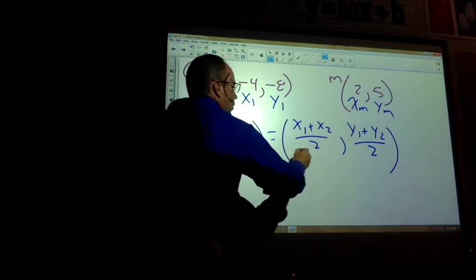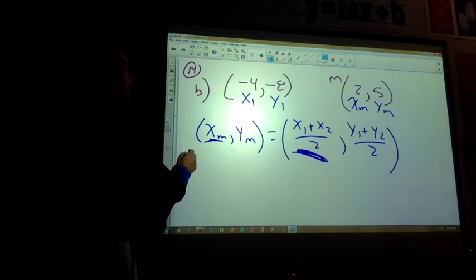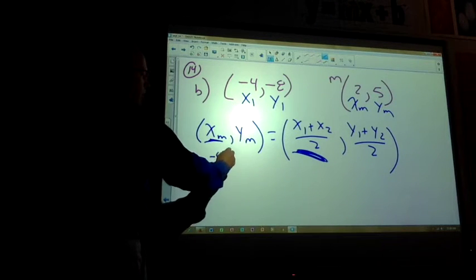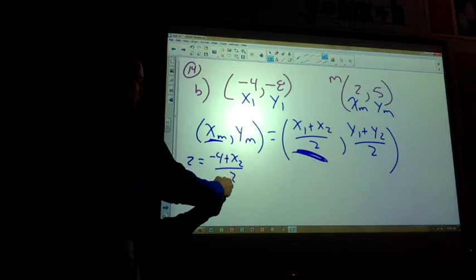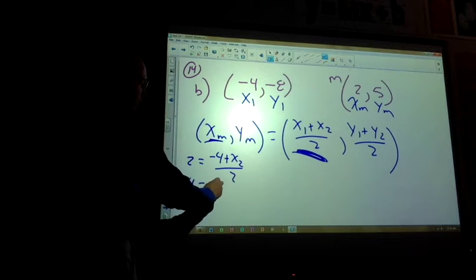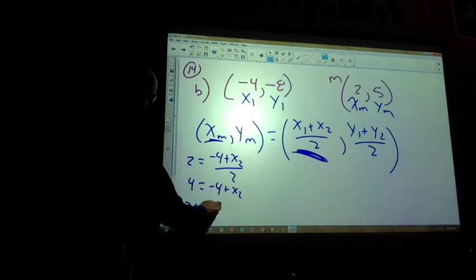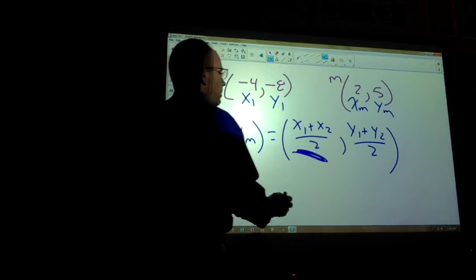So this is going to go with this right here, right? So I have 2 is equal to X1, which is negative 4, plus X sub 2 over 2. So that's going to be 4 equals negative 4 plus X2. What's X2 going to be equal to? 8. Good. So that's my missing one.